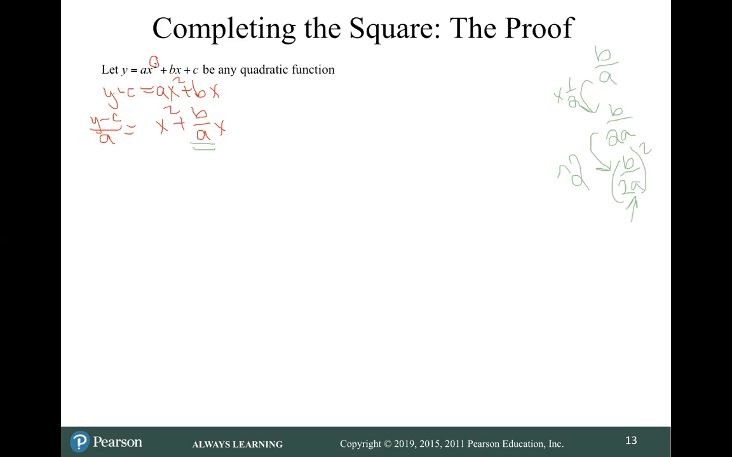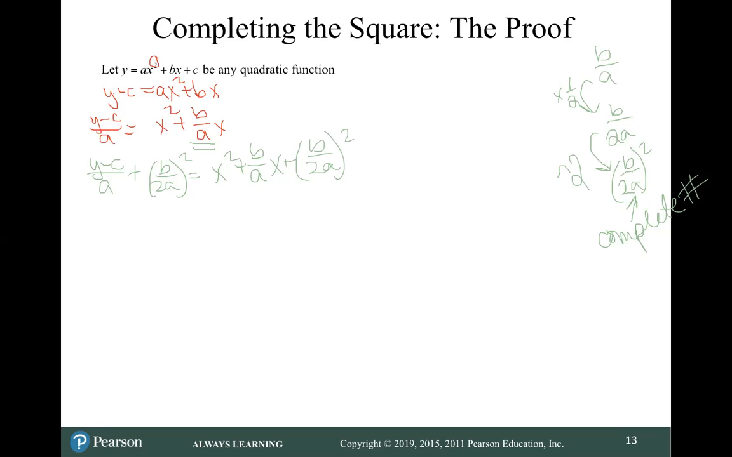This is the complete number. That's our magic number. And by adding that to both sides of the equation, I'm going to be able to factor a perfect square. So now I'm going to say y minus c over a plus my magic number (b over 2a) squared equals x squared plus b over a times x plus (b over 2a) squared. So now I want to factor this.